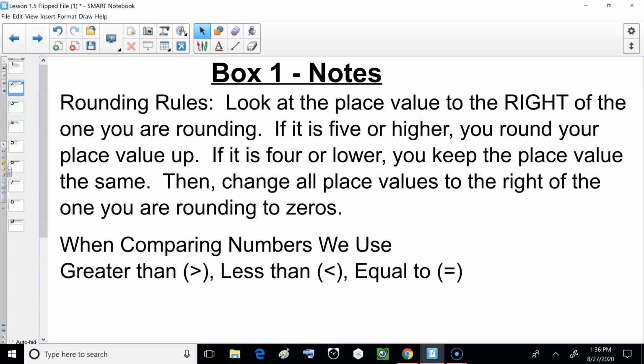Also, when we were comparing, we use the following: greater than, like the alligator is going to eat up the bigger number, less than, or equal to, depending on if the numbers are the same or different. So right now, pause the video if you need to and write these notes down to help you out with today's lesson.